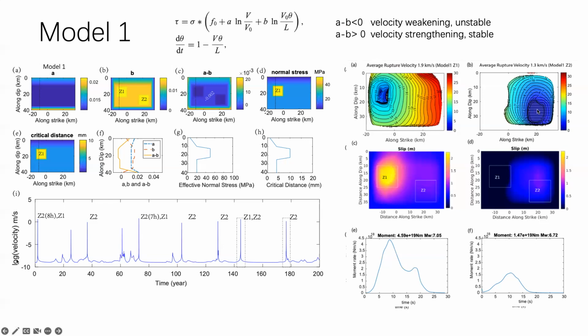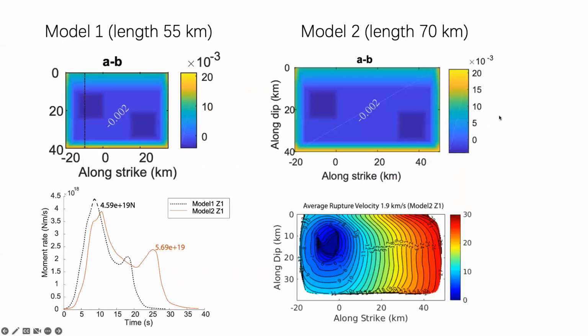And for the other type of event, it nucleates from Z2 and propagates into the conditional stable zone, but is stopped by the Z1 asperity. So Z1 serves both as an asperity in one event and also as a barrier in another event. Model 2, compared with model 1, has a longer dimension, and the asperities are further separated. And the source time function of this model is longer compared with model 1. So that's how the fault dimension influences earthquake characteristics.